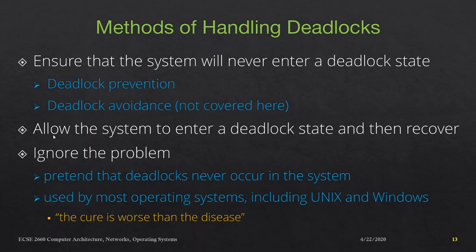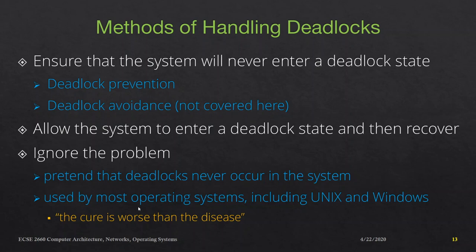The second option to handle deadlocks is to allow the system to enter a deadlock state. Then we can use an algorithm to detect whether a deadlock happened or not, and then we can use a recovery option. So let it happen, we will detect it, and then we will recover from it. The third option over here is to ignore the problem altogether. So pretend that deadlocks never occur in the system. This actually is used by most operating systems, including Unix and Windows.